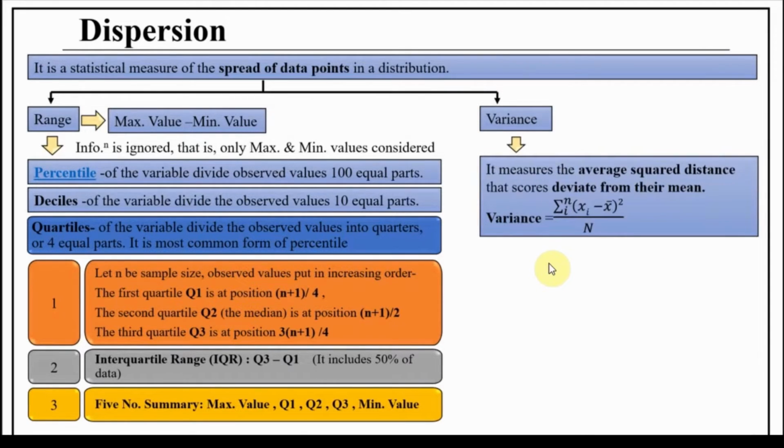Variance measures the average squared distance that scores deviate from their mean, and the formula for calculating variance is the summation of (xi minus x bar) raised to the power 2, divided by n, where n is the number of observations. If we take the square root of variance, then we will get standard deviation, and it is the most commonly used measure of variation. Now let's understand standard deviation with a simple example.